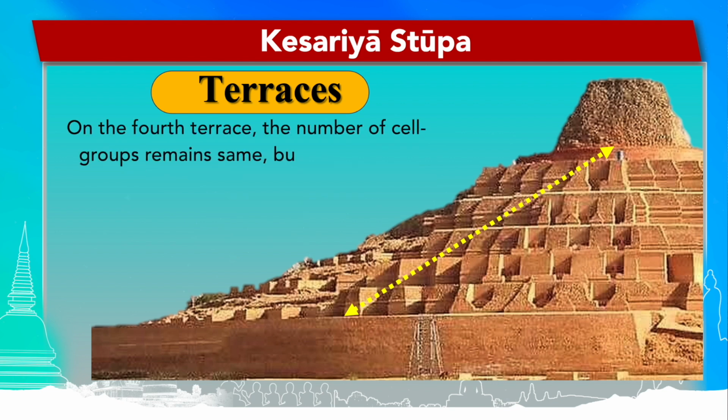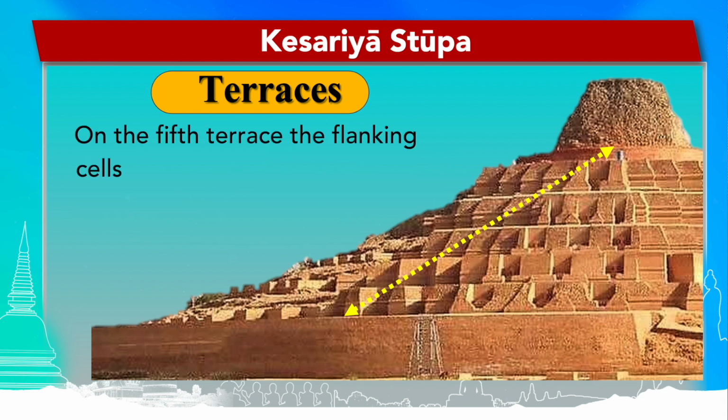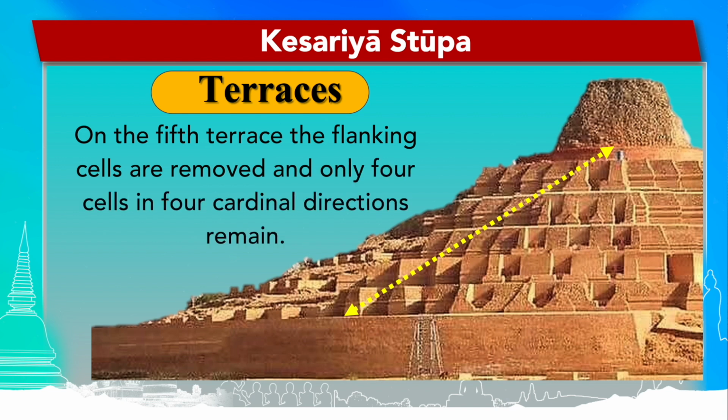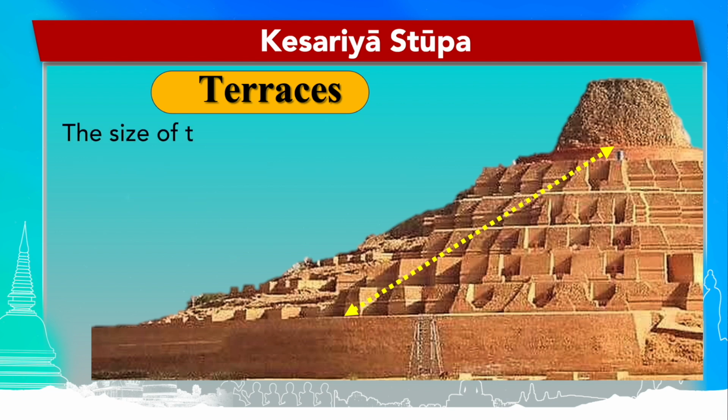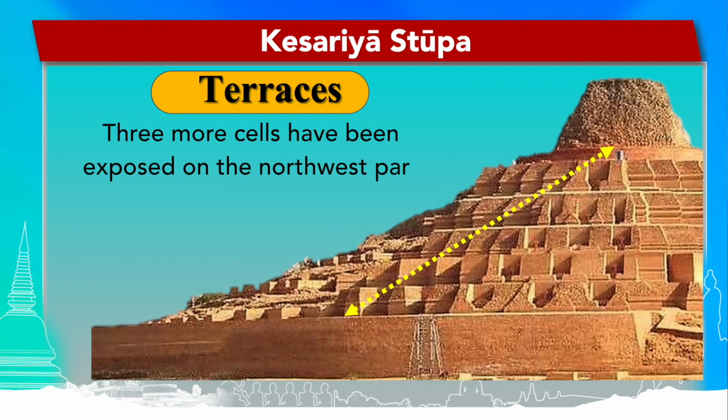On the 4th terrace, the number of cell groups remains same, but in the group of 3, the flanking cells alongside the central cell are smaller in size, obviously to manage space. On the 5th terrace, the flanking cells are altogether removed and only 4 cells in 4 cardinal directions remain. The size of the cells is approximately 2.20 by 1.80 meters with an entrance of 70 to 90 centimeters. 3 more cells have been recently exposed on the northwest part of the stupa on the first terrace.